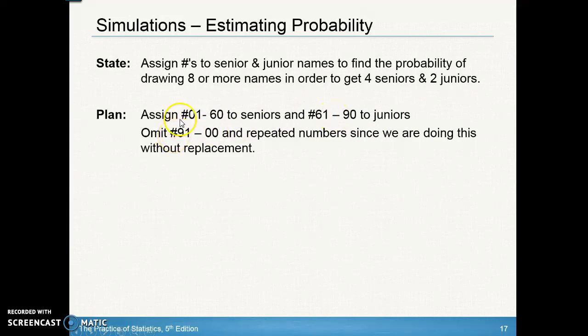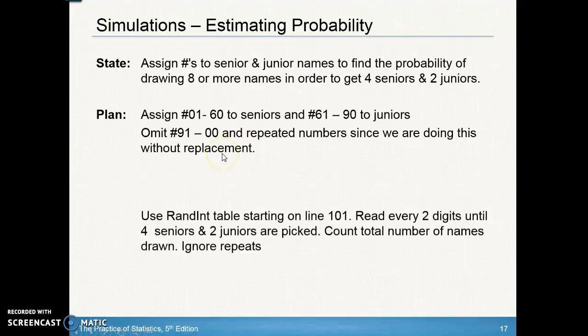Now notice, think about groups of 2 numbers. You can go 00, 01, all the way up to 99, and after that they start doing 3-digit numbers. So the 2-digit numbers that are not included in this set are 91 to 00. We're omitting 91 to 00 and repeated numbers. Why are we ignoring repeated numbers? Because we want 4 different seniors and 2 different juniors. When we have a repeated number, we've already chosen that person. We don't want to choose them again. We're doing this without replacement.